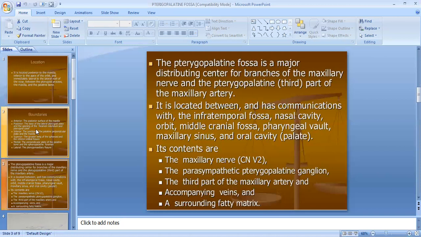Pterygopalatine fossa is a major distributing center for branches of the maxillary nerve and the pterygopalatine part of the maxillary artery. It is located between, and hence communicates with, the infratemporal fossa, nasal cavity, orbit, middle cranial fossa, pharyngeal vault, maxillary sinus, and oral cavity. Its contents are the maxillary nerve, parasympathetic pterygopalatine ganglia, third part of the maxillary artery, accompanying veins, and surrounding fatty matrix.